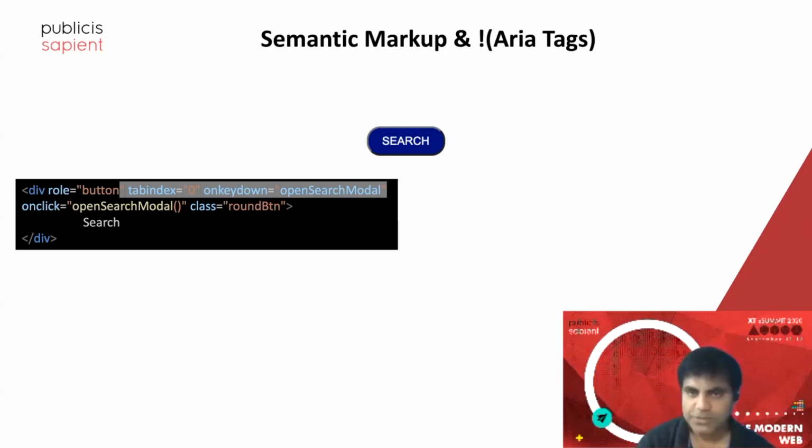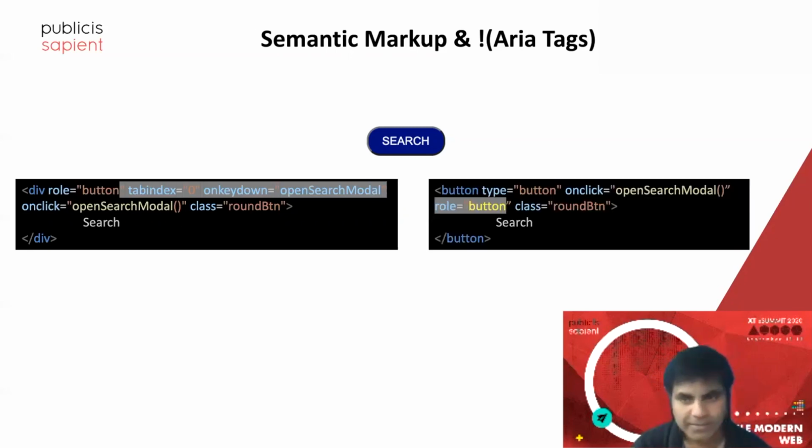Now, when you hit the space bar or the enter key, a div won't behave the way a button would. So you add additional attributes like onkeydown just to make it behave like what you want a button to behave. Now, instead of adding all these complications, you might as well use a button. Isn't that going to be much more straightforward?